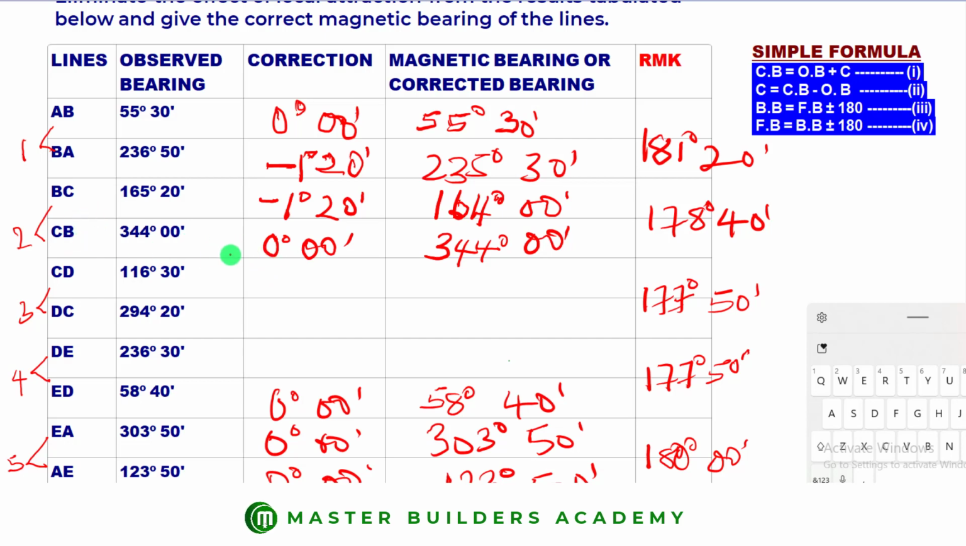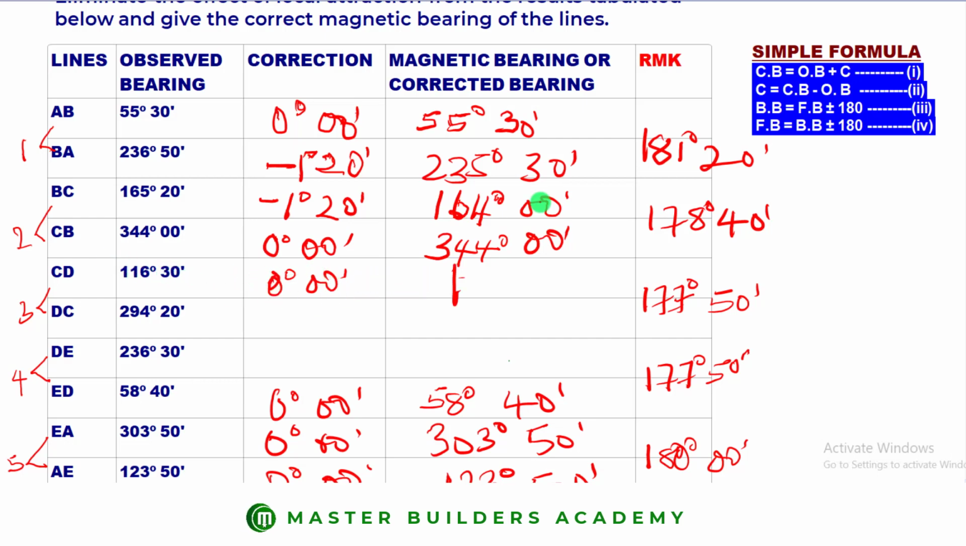Now, again, if we progress to law number 2, it states that lines that begin with the same letter have the same correction. CB and CD all began with C. Are you seeing it? This started with C, this other one also started with C. So that means the correction we have for CB will be transferred to CD. So we have this also as 0 degrees 00 minutes. And for us to correct this bearing, what do we do? We simply add the correction to the observed bearing using equation 1.